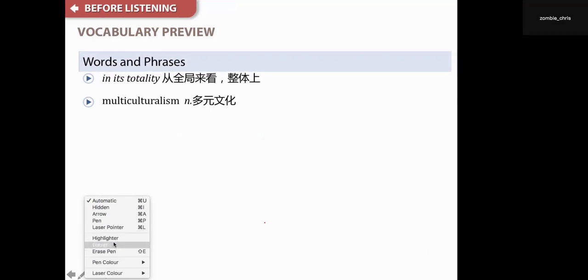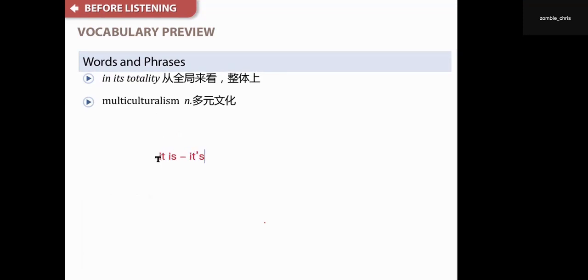Just a couple of points here with vocabulary. In its totality, just be aware that we have two different its in English. Some of the contractions: we have it is, which is it's. Whenever we have this apostrophe, it often means that there's something missing, that a word has been left out and two words have been put together. We see this pretty commonly. Should not, shouldn't. We will use the apostrophe to show that there are some missing letters.